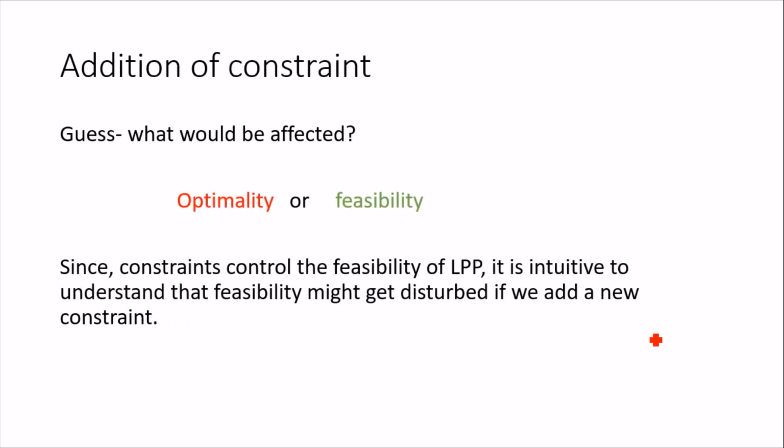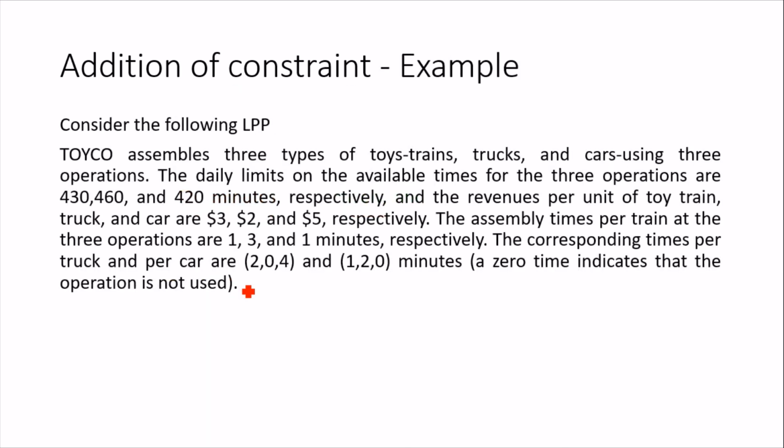If we have to guess what is going to be affected, optimality or feasibility, then definitely the answer is feasibility, because we are bringing a change in the system of constraints, and constraints are that component of a linear programming problem which controls the feasibility. Therefore, if with addition of constraints something is going to be disturbed or affected, it is feasibility and not the optimality. So let's see how to add a constraint, and we will understand this with the help of an example.